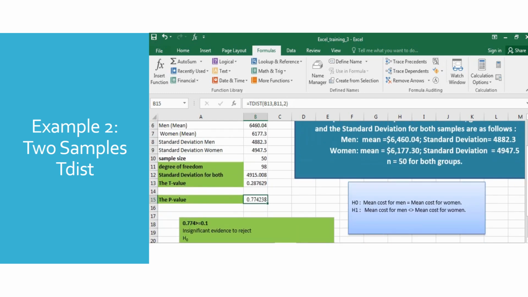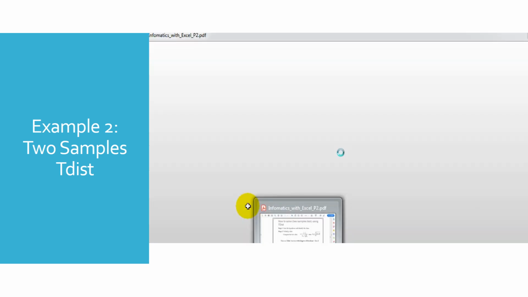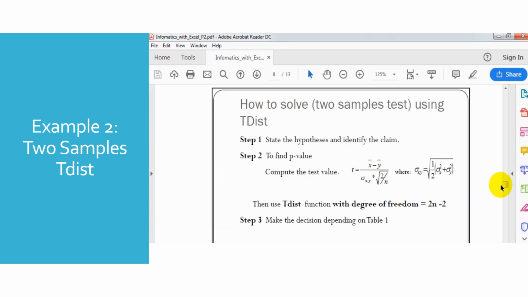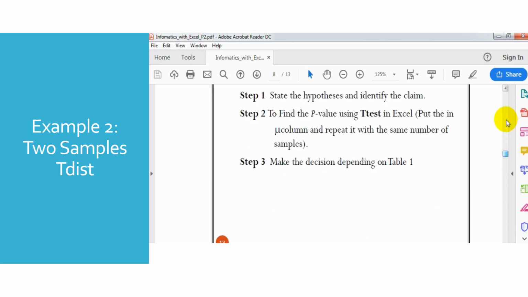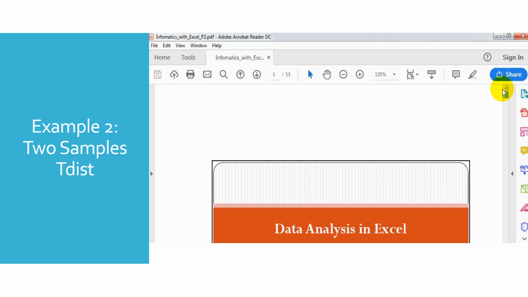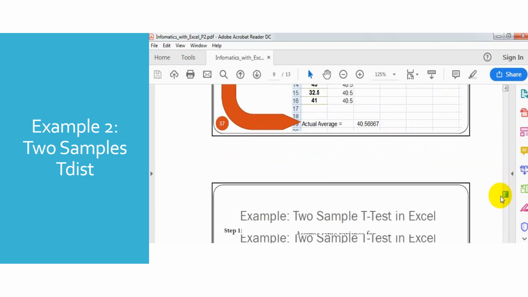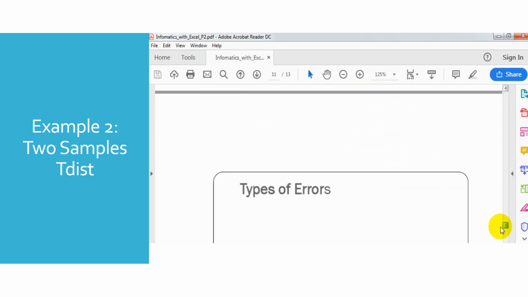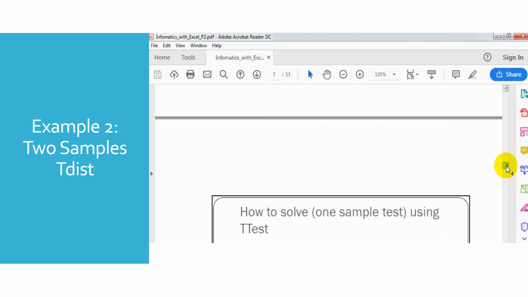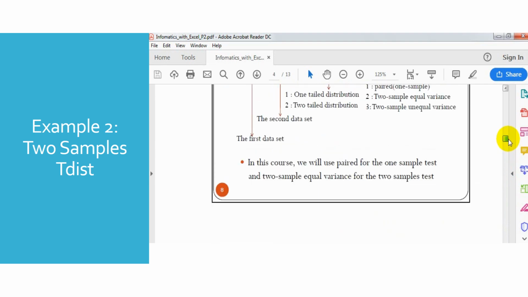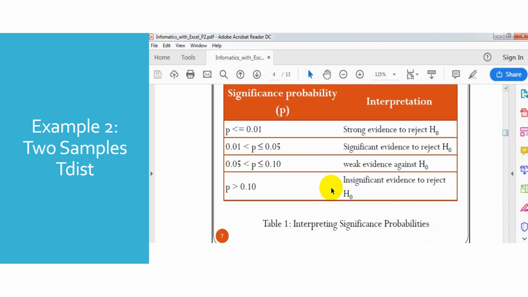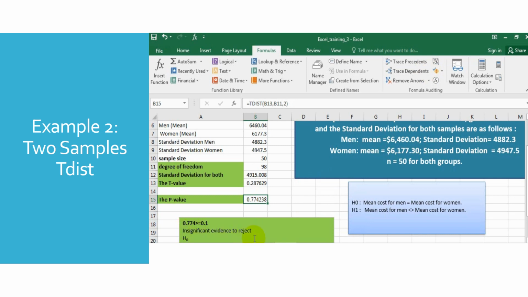After that, we take the p-value and go to the p-value table. Here in this sheet we do not have it, so we go to another sheet. In the exam you will find this table in the info sheet, and you do not have to memorize this table. So our decision is insignificant evidence to reject H naught.